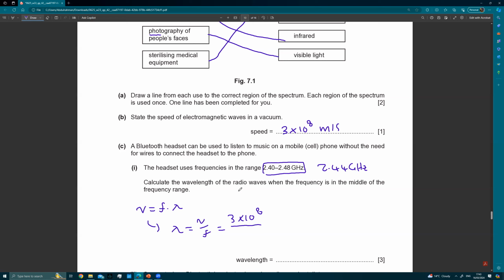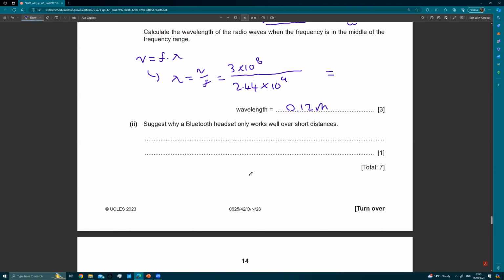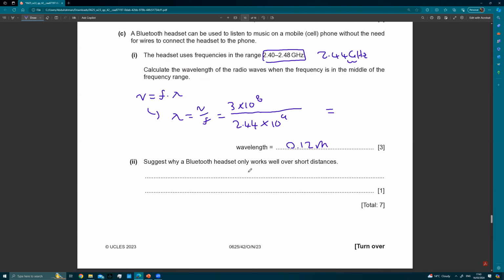So the speed over the frequency, where we want the frequency in the middle, which is 2.44. It says gigahertz, giga meaning a billion, right? So times 10⁹. If I do this, you get 0.12 meters.